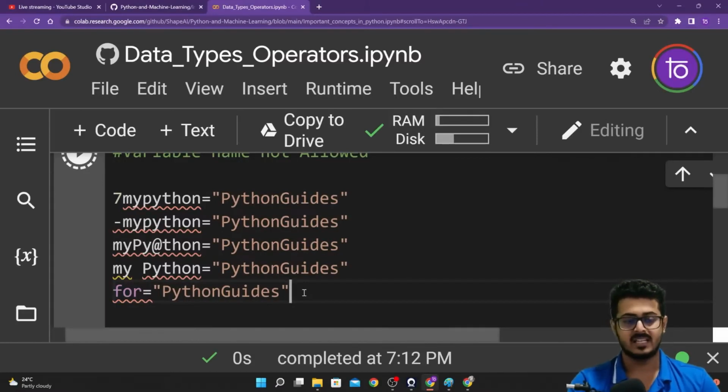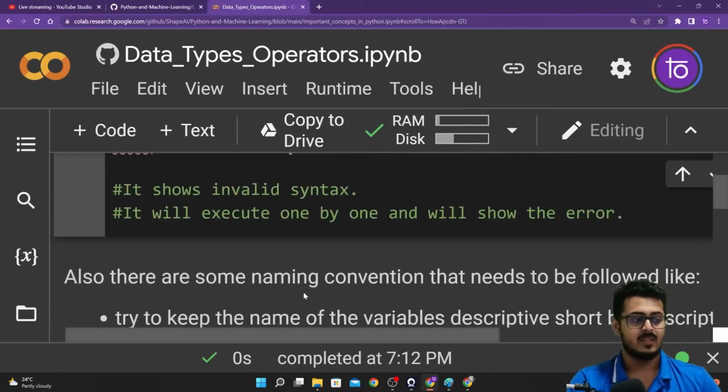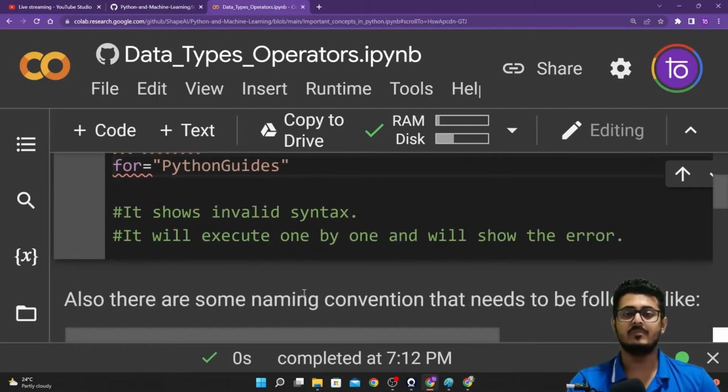If we run these particular lines of code, you will be able to see that the code wouldn't run and we will get an error at the end saying syntax error. Now, what do we mean by syntax? It is still running. I don't know why. But what do we mean by syntax error? What do we mean by syntax?